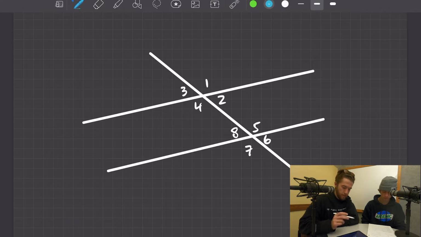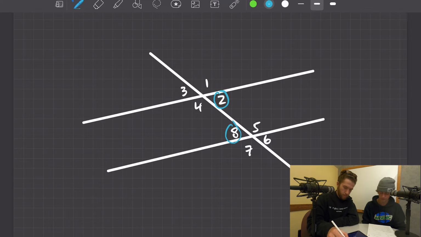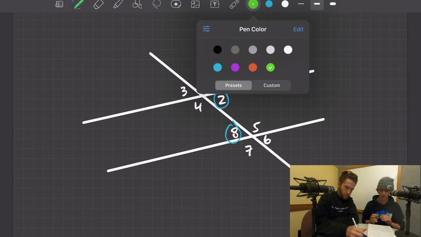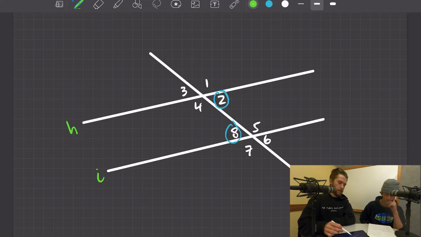Which one did you suggest? I just did 2 and 8. Because they're on alternate sides of the transversal, which we could just say it's like A or something. Right? No, it's J. And then this is I and that's H. They're on the inside of H and I. And I think that is a perfect way to describe it. Yeah, they're on the inside, so interior, they're on alternate sides.